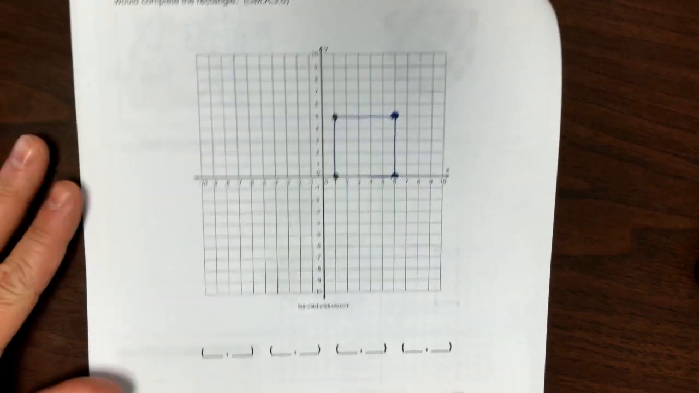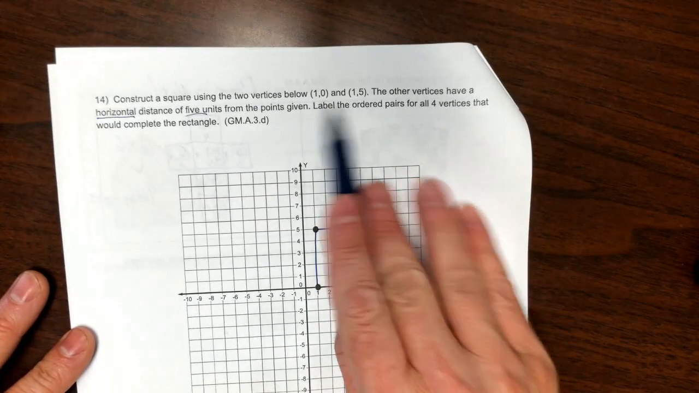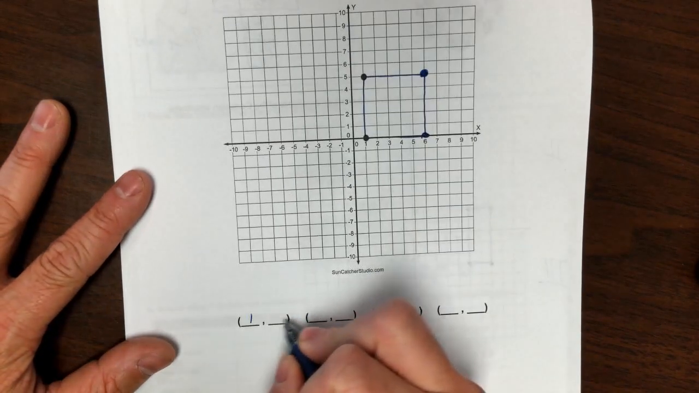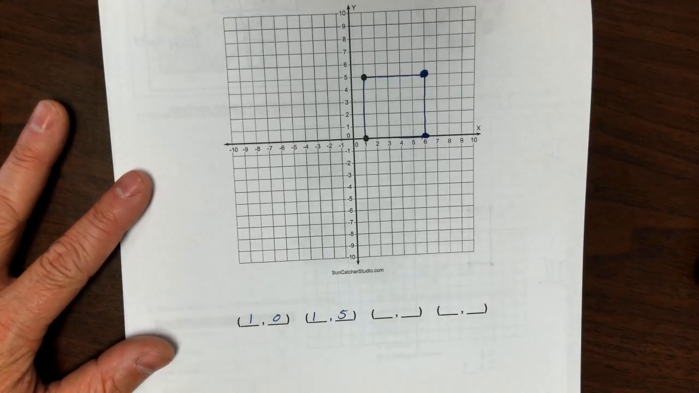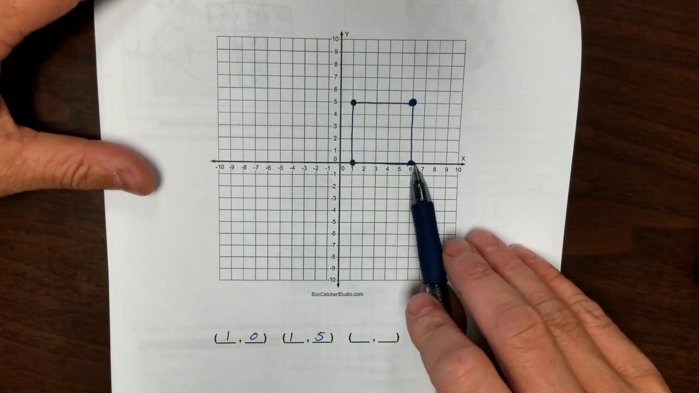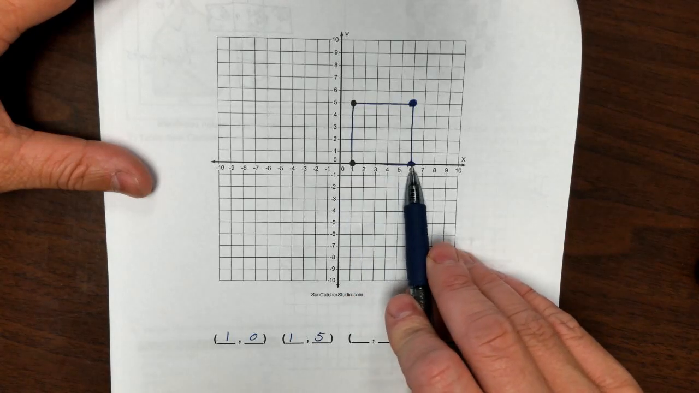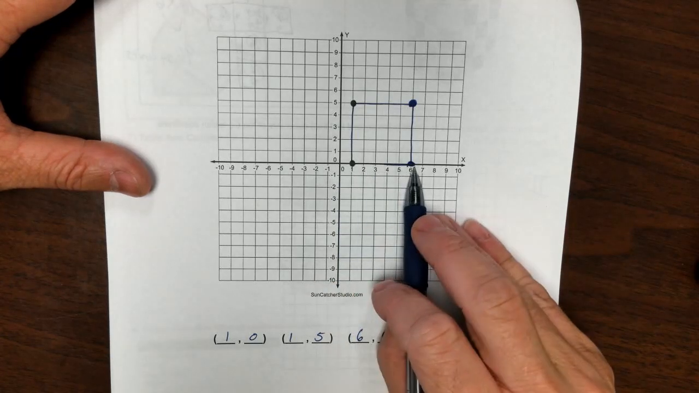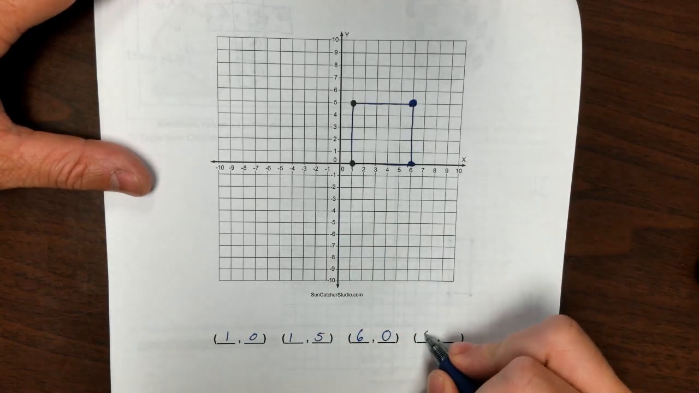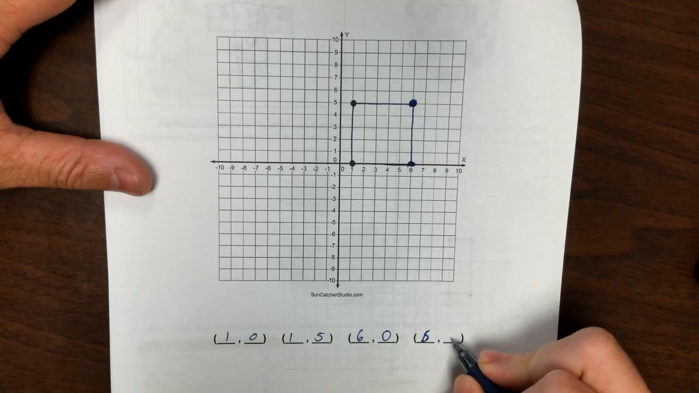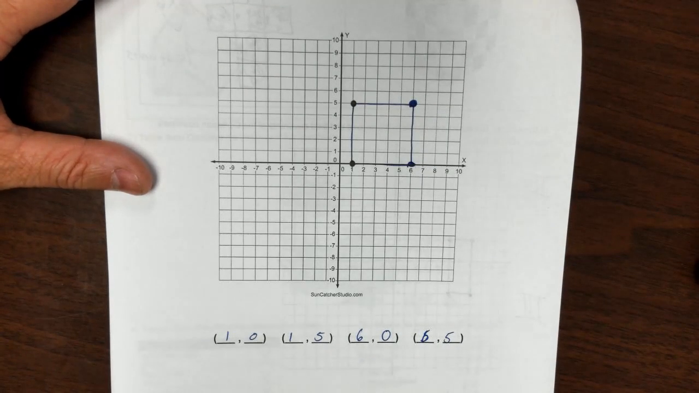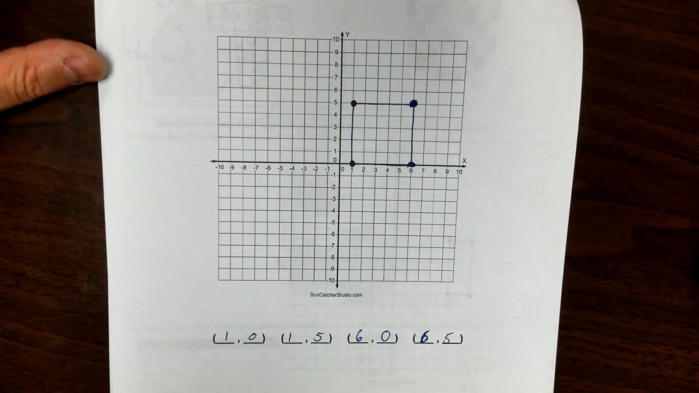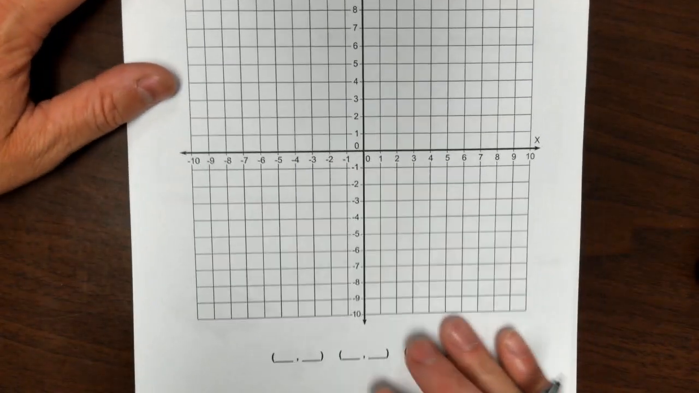Now we need to label what those dots are. They told us the first two, 1, 0 and 1, 5. This is 1, 0, this is 1, 5. And then this dot, let's go with that one, it's going to be 6 in x, no movement in y, so it's 0. And then 6 in x and 5 up for the next one. Oops, 6 and then 5. There we go. So that's how you do that one. Pretty easy. Okay, turn the page.